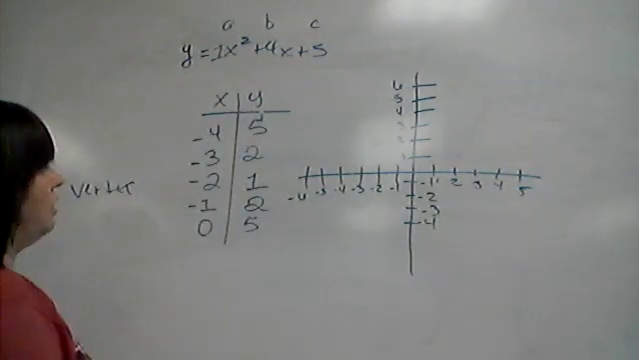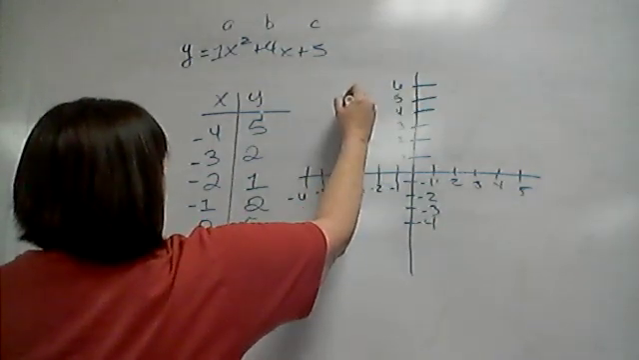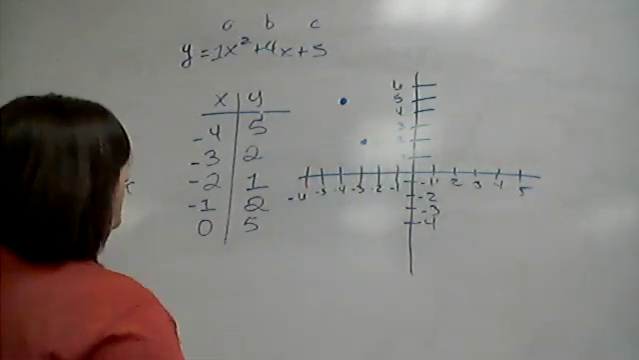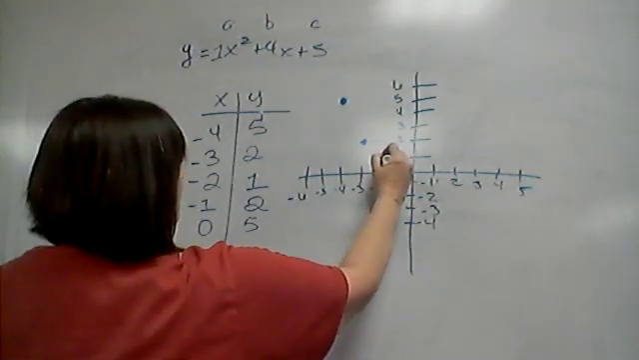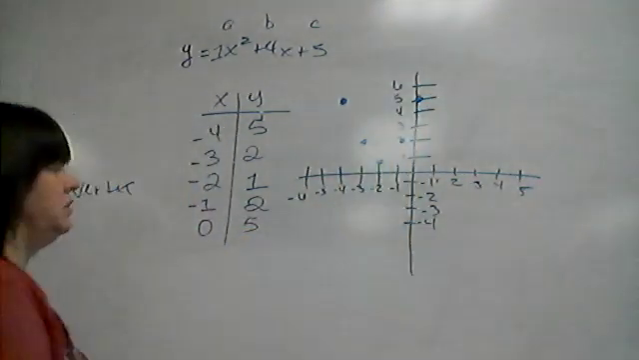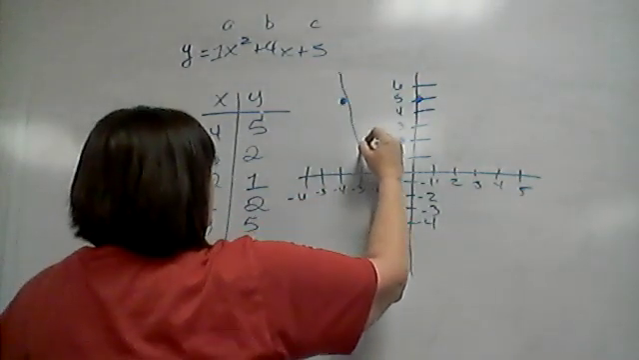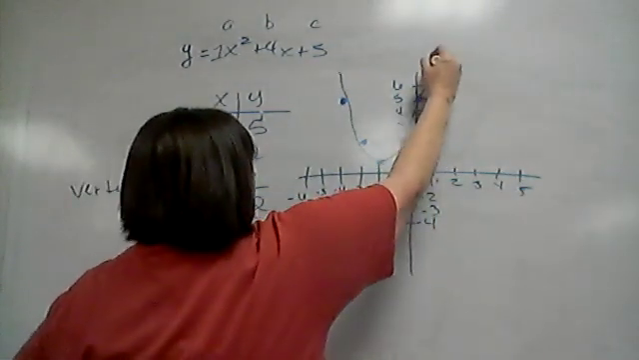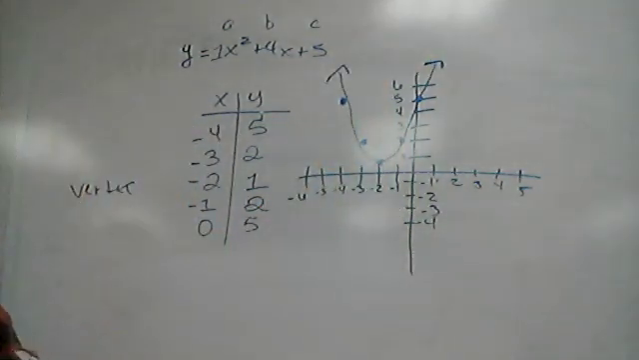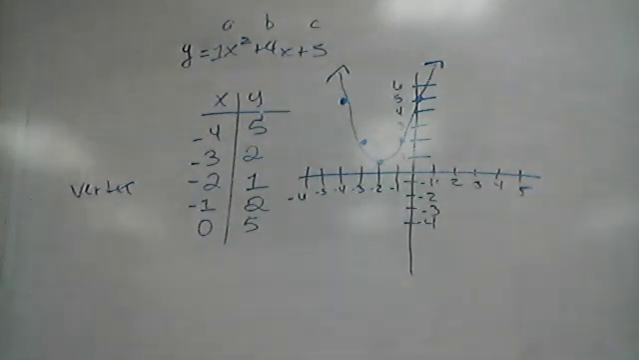All right, so I'm going to start with negative 4, 5. So negative 4, 5. Negative 3, 2. Negative 2, 1. Negative 1, 2. And 0, 5. So I'm going to plot all those points. And then I'm going to draw my nice parabola. Remember, it's going to be U-shaped. Make sure you put the arrows on the ends because it is continuous. We only graphed 5 points on this entire graph. So we just graphed the smallest piece.